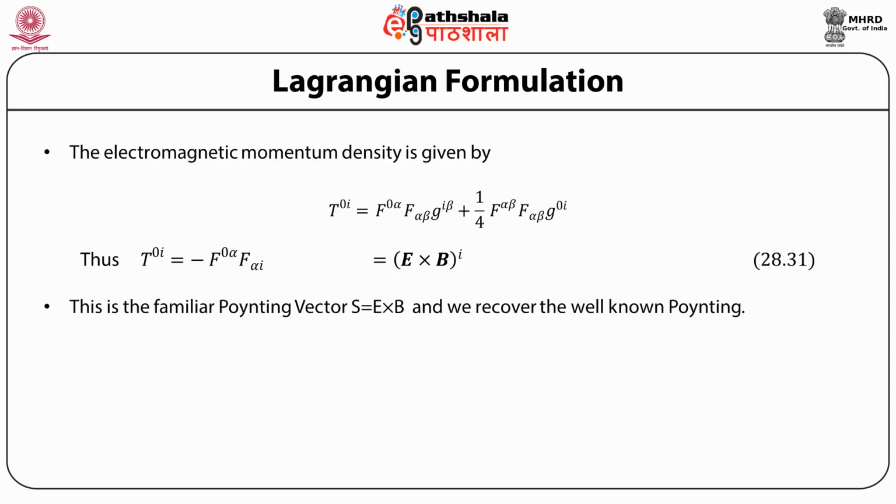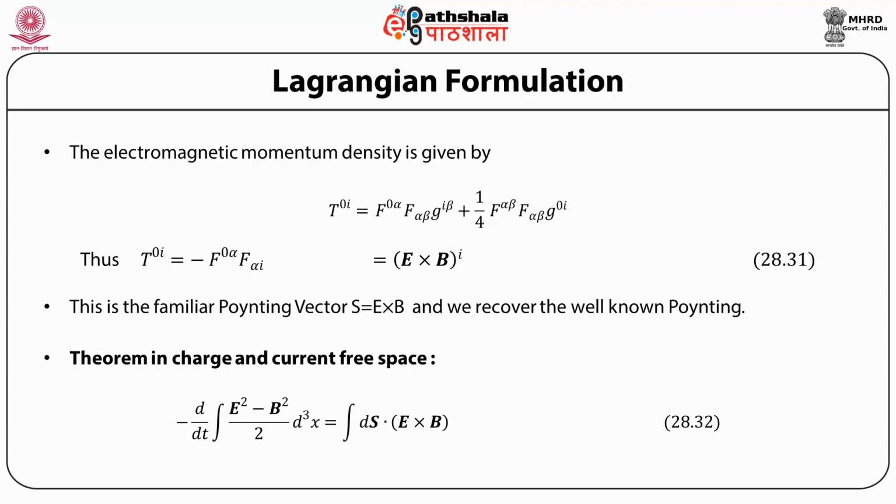This is the familiar Poynting vector S, which equals E cross B, and we recover the well-known Poynting theorem in charge and current free space. So we have minus d by dt into the integral E square minus B square by 2 d3x is equal to integral over dS dot E cross B.